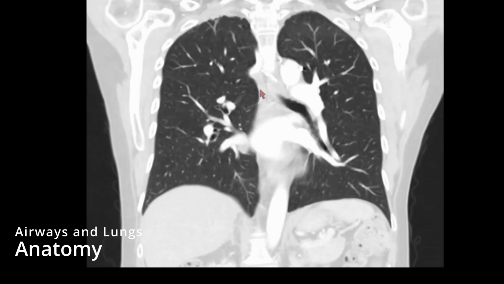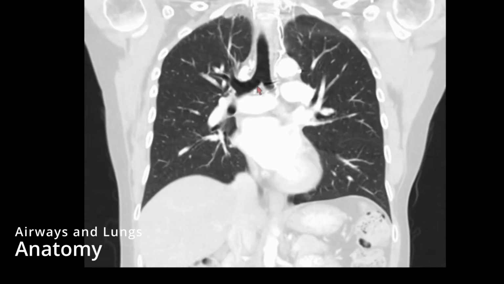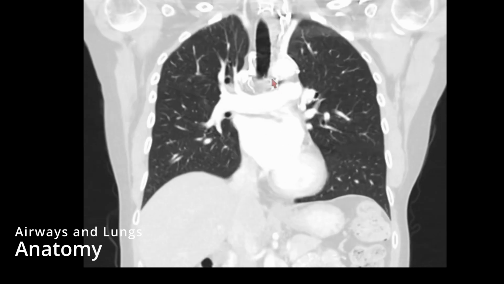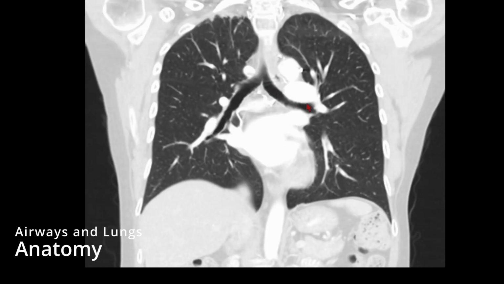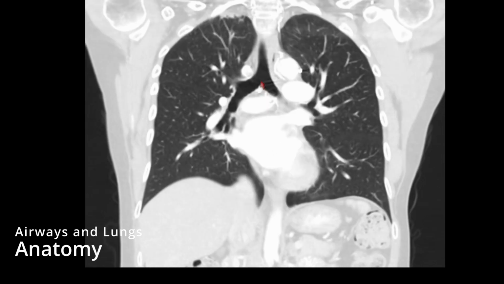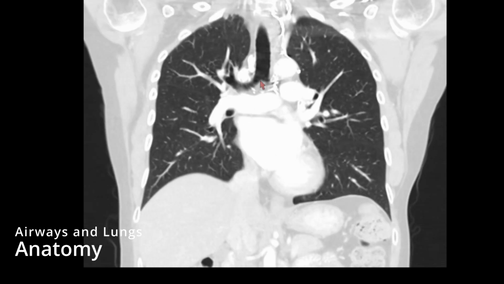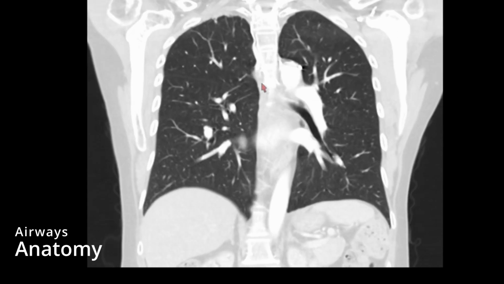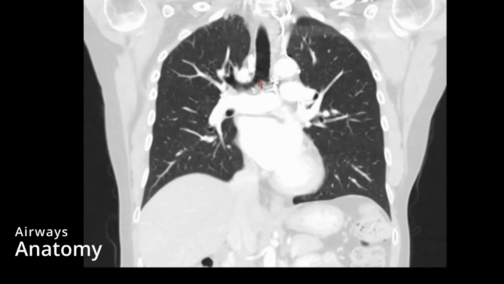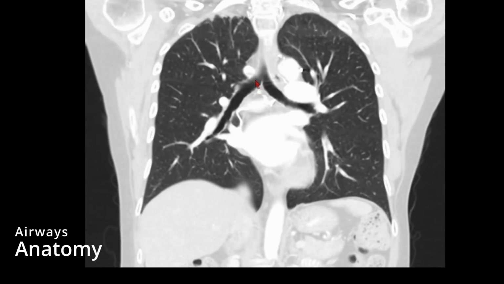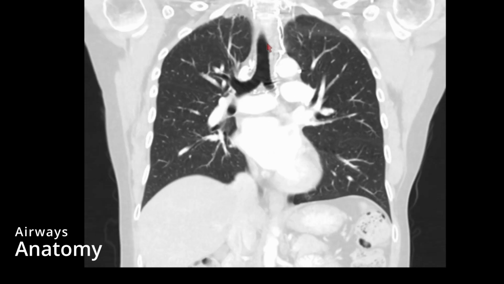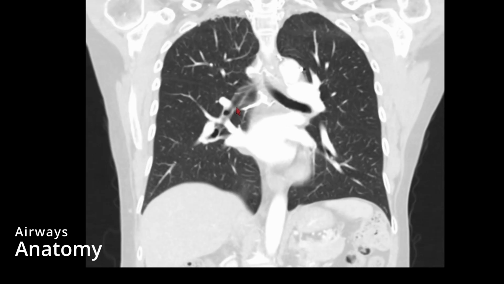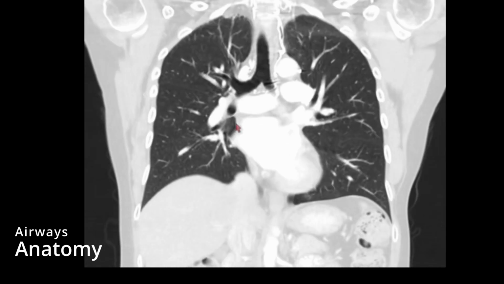And on the coronal view, this is the right main bronchus and the left main bronchus here. As you may notice, the left main bronchus is longer and more angulated laterally, while the right main bronchus is smaller compared to the left one and is more steep in angulation, predisposing the right mainstem bronchus to aspiration. So the length and the angulation of the right main bronchus favors the aspirated contents to go into the right main bronchus and then down into the right lower lobe.